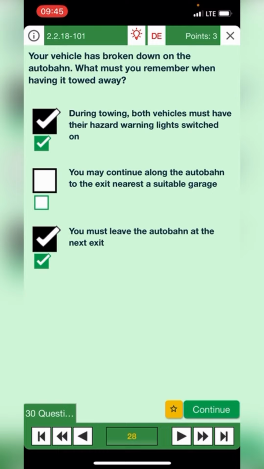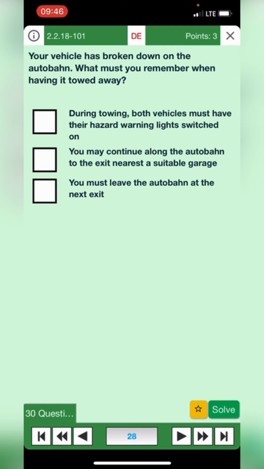So the logic is simple. We don't want slow moving vehicles to be on the autobahn. So take the nearest exit and move out. But if it's a motorway, it is fine. You can continue. Go back.